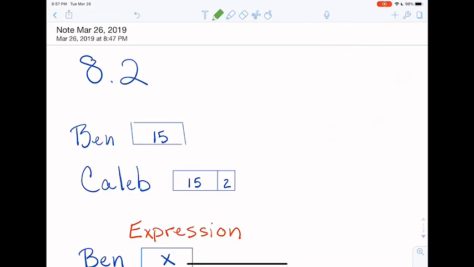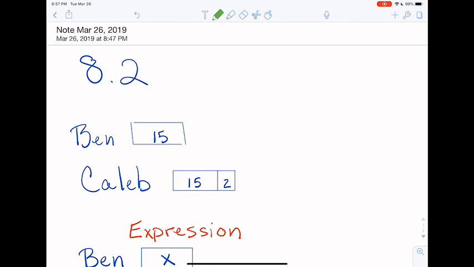This is 8.2, Part 1. We're going to look at word problems and how they can look as just a problem with numbers, as an expression, and as an equation. So when we started out this year, we had word problems such as this.